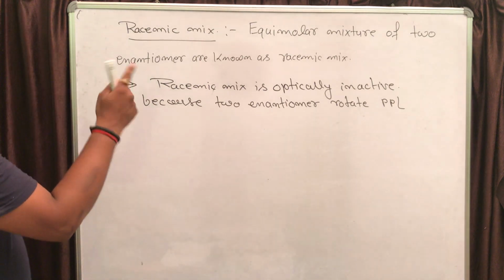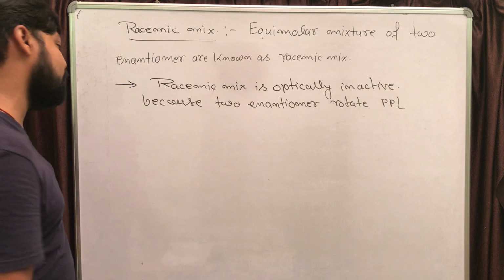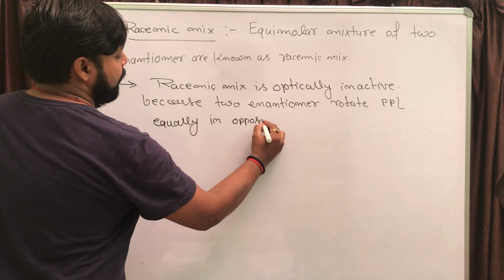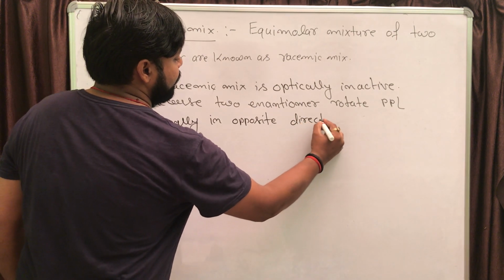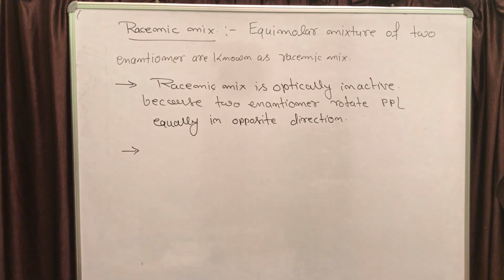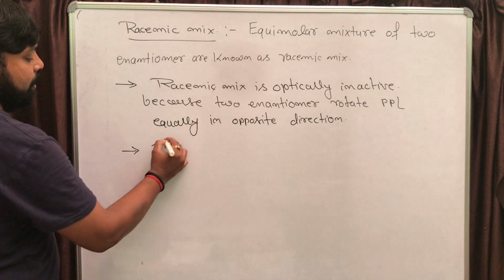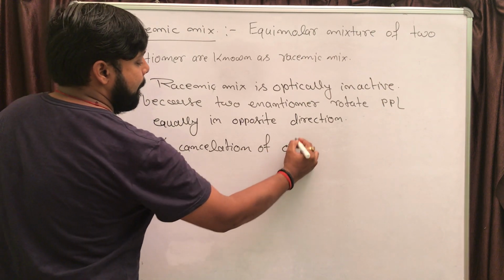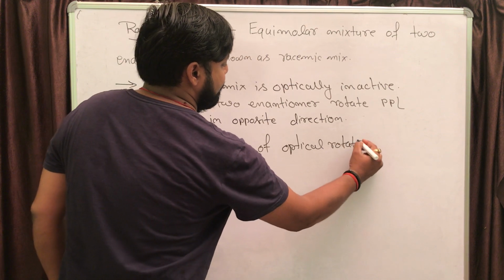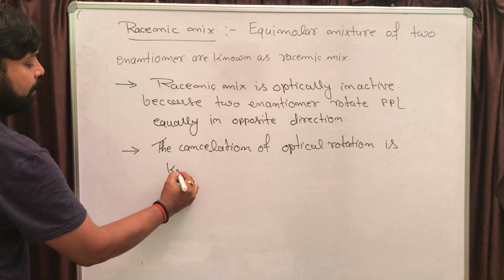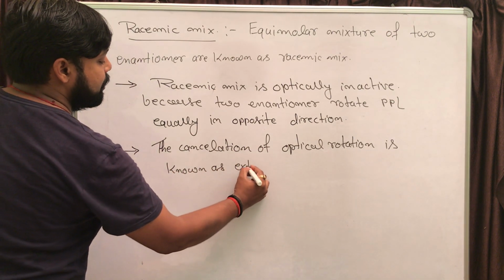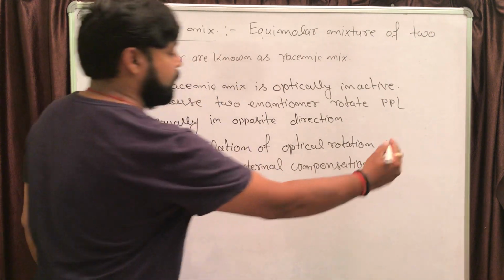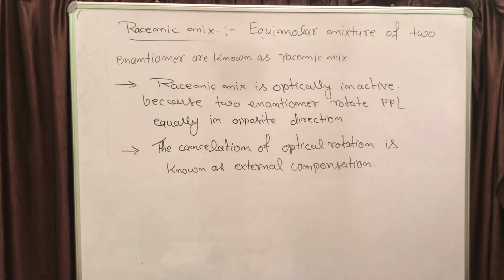Right, so I am writing: a racemic mixture is optically inactive because the two enantiomers rotate the PPL equally in opposite directions. The cancellation of optical rotation is known as external compensation. External compensation means, let's see the example.